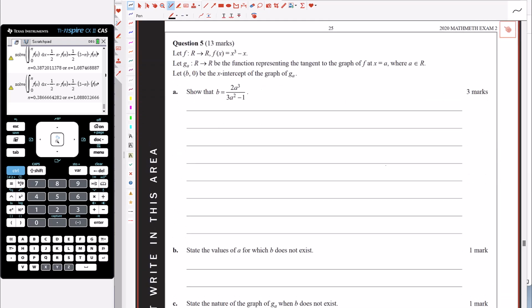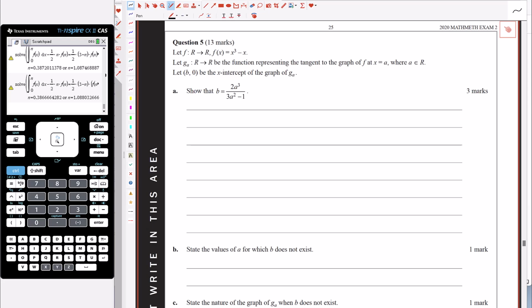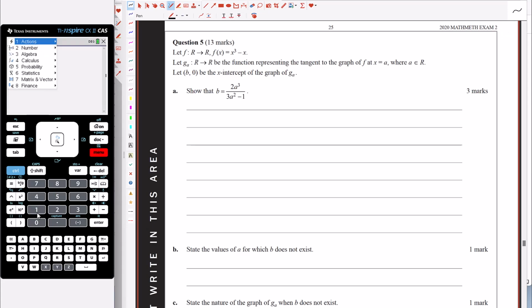Okay, and the final question of the paper, question 5. So we have two functions, f and g. Let me just clear some things here. We define a new function. You don't need to clear f to redefine f of x. I'm just trying to tidy things up and get rid of any other variables I might have accidentally defined. As you can see, we're using a and b here, so clearing a to z will just make sure that if I've previously defined a as something, it's no longer an issue.